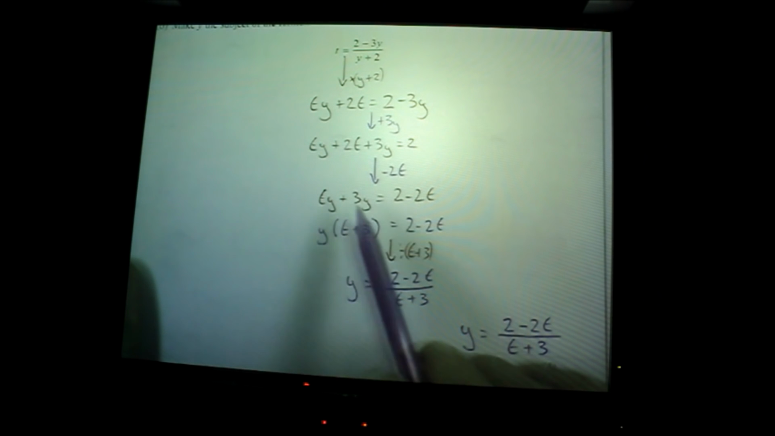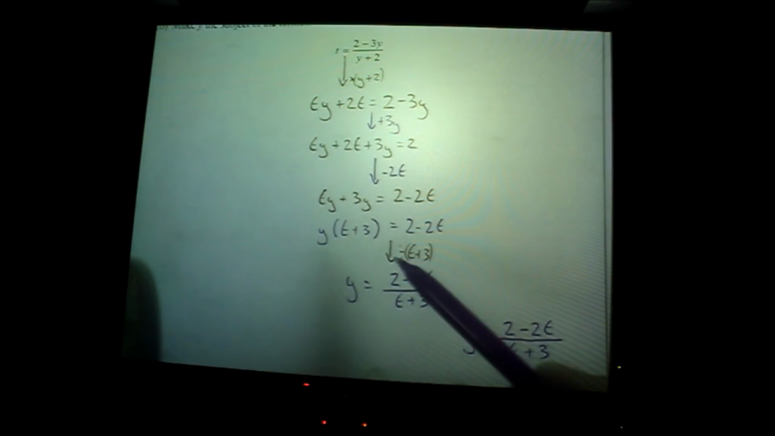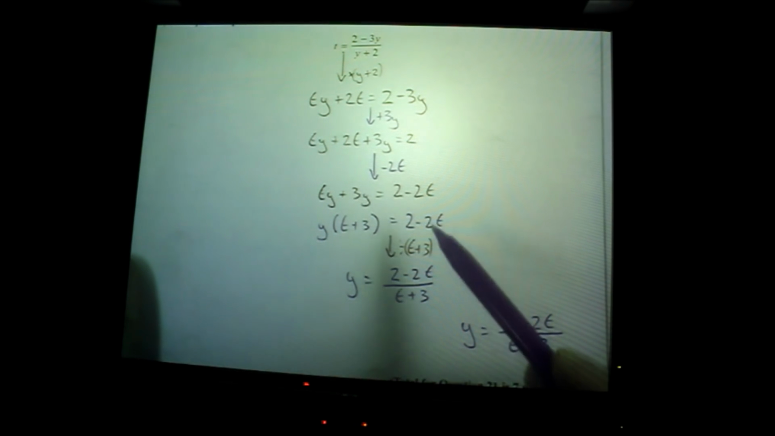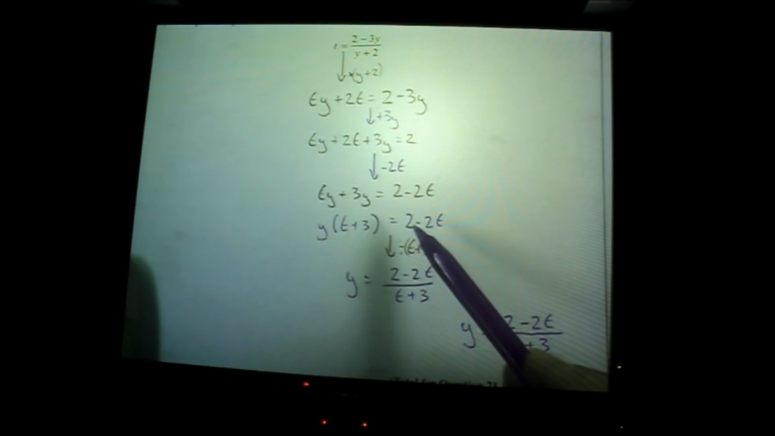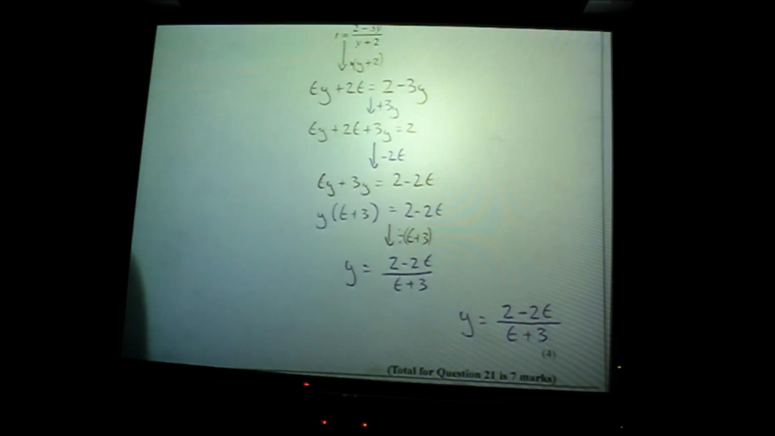Then I've factorised this side, so I brought the y outside the bracket, t add 3, close bracket equals. Then you divide by the t add 3, so you're left with y equals 2, take away 2t, divided by t add 3. And that's your answer, 4 marks. And this is the last one, I think, and this is a little bit fiddly, but I'll quickly get through it.